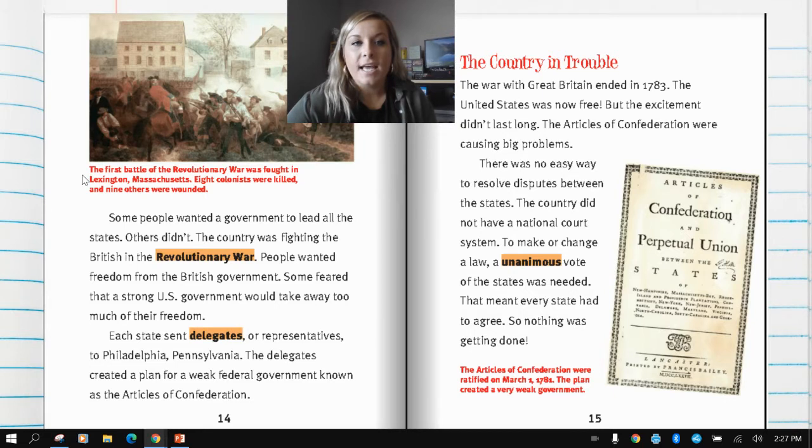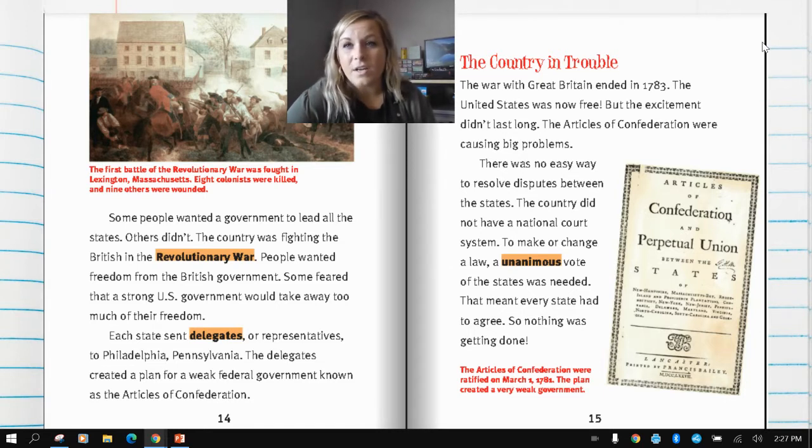Our caption says, the first battle of the Revolutionary War was fought in Lexington, Massachusetts. 8 colonists were killed and 9 others were wounded. The country in trouble. The war with Great Britain ended in 1783. The United States was now free, but the excitement didn't last long.